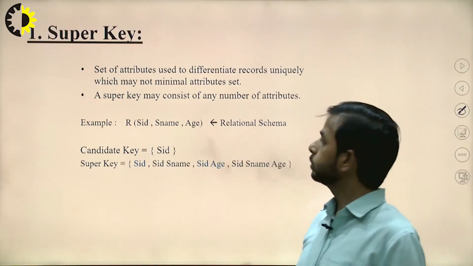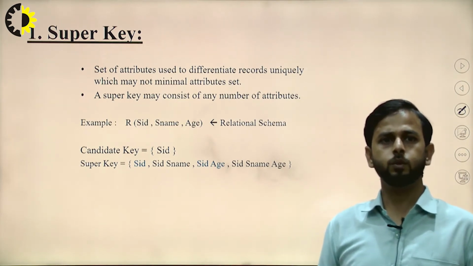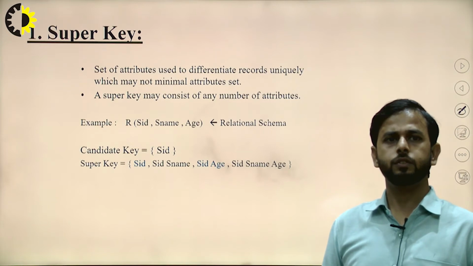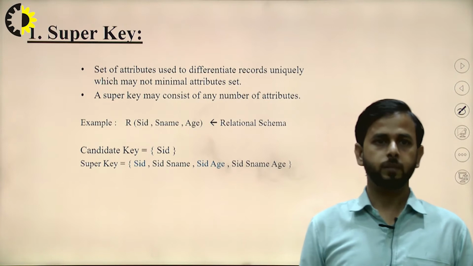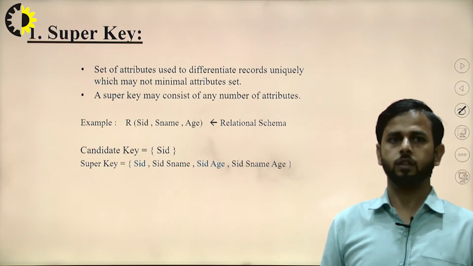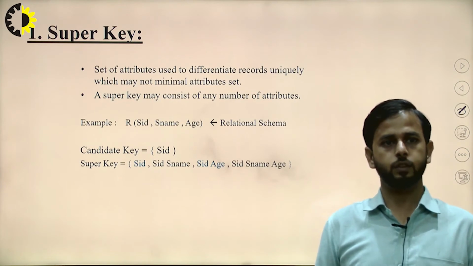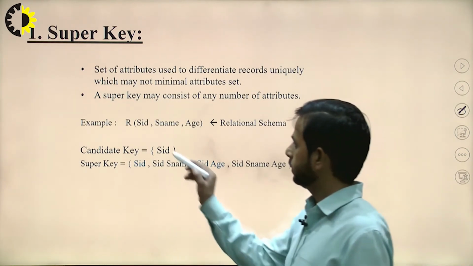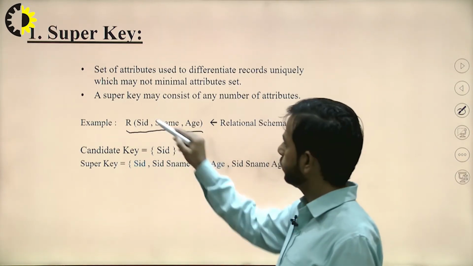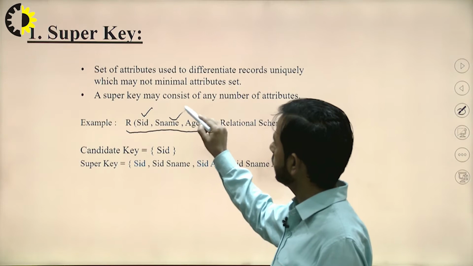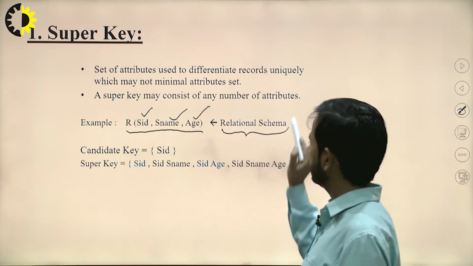So let's see the super key. What do you mean by super key? It is a set of attributes used to differentiate records uniquely, which may not be a minimal attribute set. A super key may consist of any number of attributes. For example, here a schema is given with attributes student ID, student name and age. This is the relational schema.